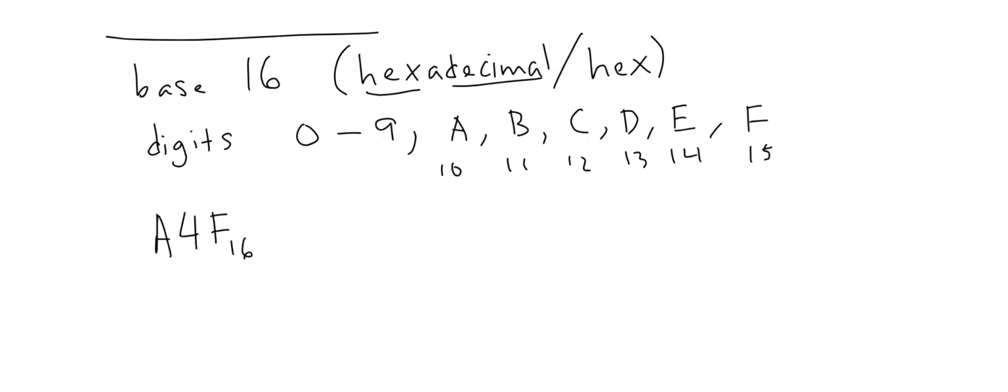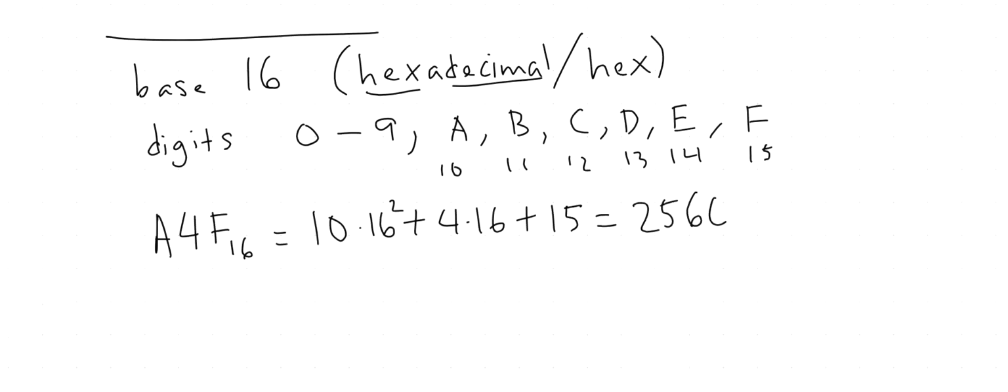Well, we know that A is actually equal to 10, and F is actually equal to 15. And this will equal 10 times 16 squared, which is 256, plus 4 times 16, plus 15. This is equal to 2639 base 10.